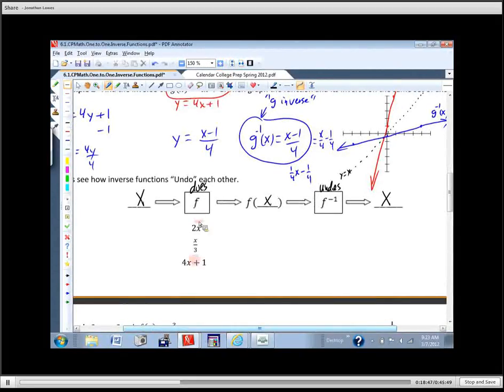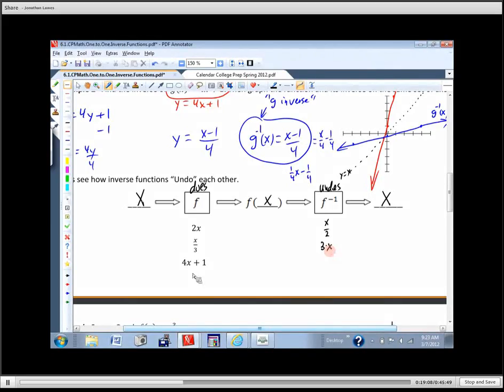Okay, so here's the function. What undoes multiplying by 2? Dividing by 2. So its inverse would be x over 2. What undoes dividing by 3? I just gave away the answer. What undoes dividing by 3? Timesing by 3. So its inverse would be 3 times x, or 3x.